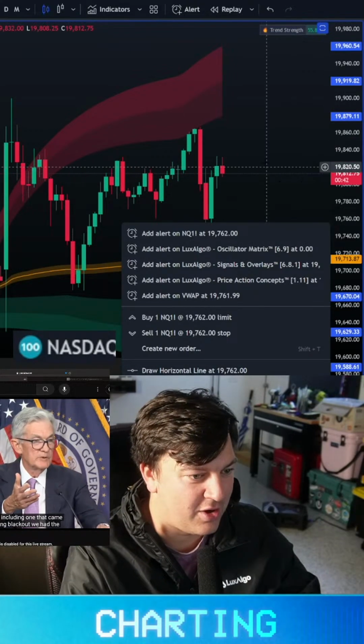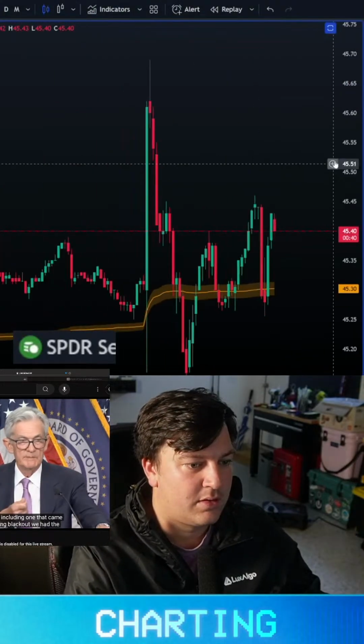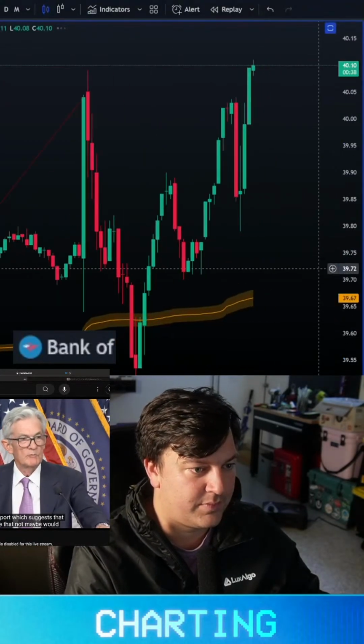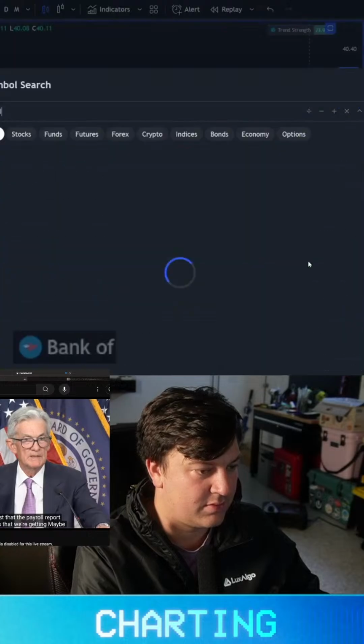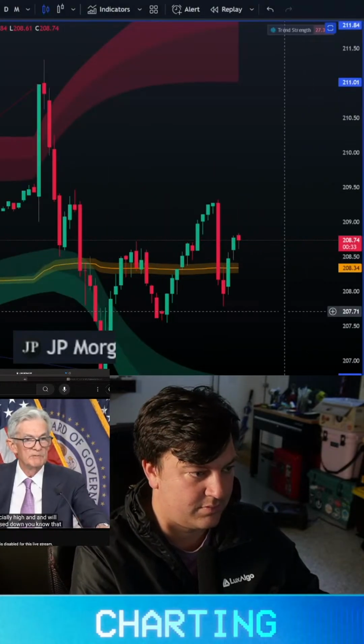We had the QCEW report, which suggests that the payroll numbers that we're getting may be artificially high and will be revised down.